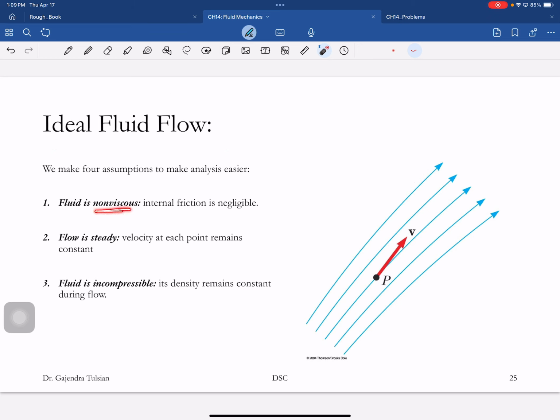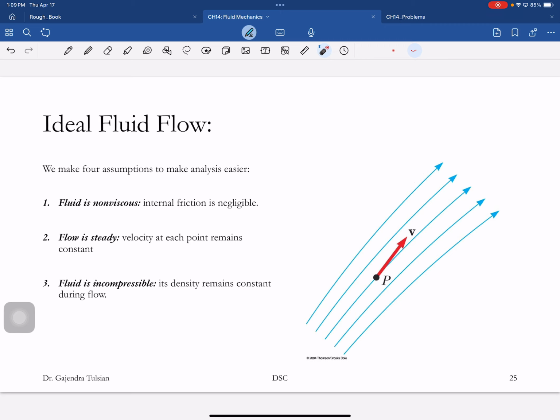The fluid is non-viscous. So what we're saying is, when you push and get the fluid moving, it won't stop. It will keep flowing. But all real fluids are viscous. Flow is steady. What we mean by that is, here's a river flowing, and if here's the velocity of the river now, you can come back 5 minutes later, and that will still be the velocity. So that's steady flow.